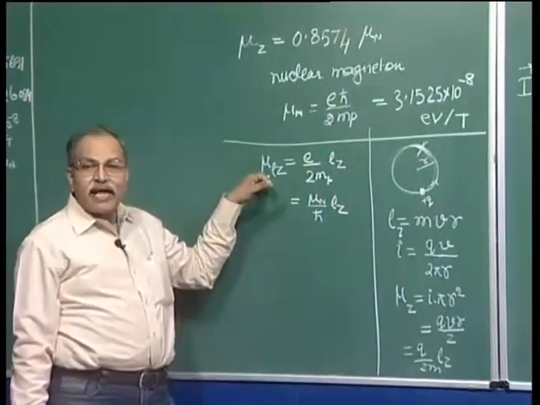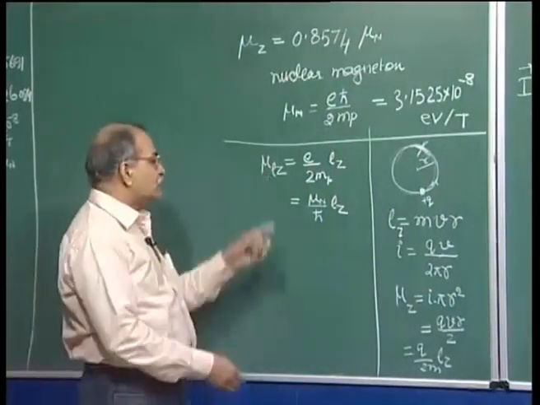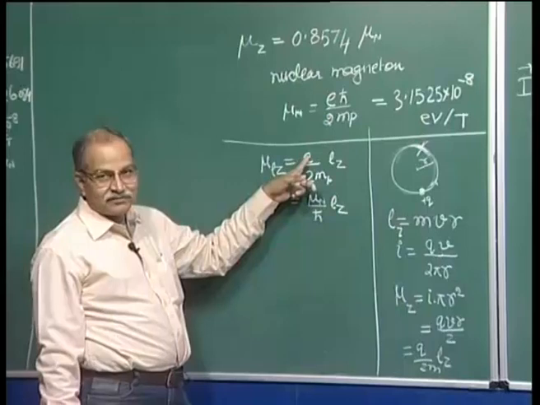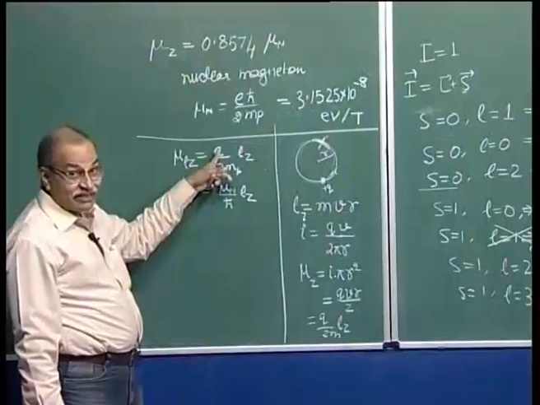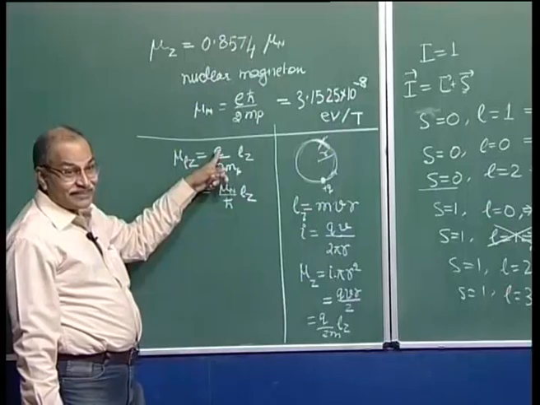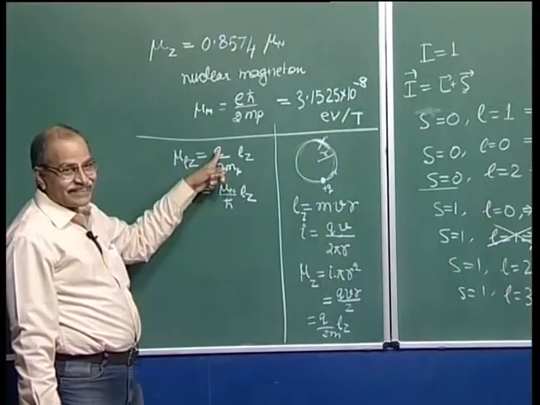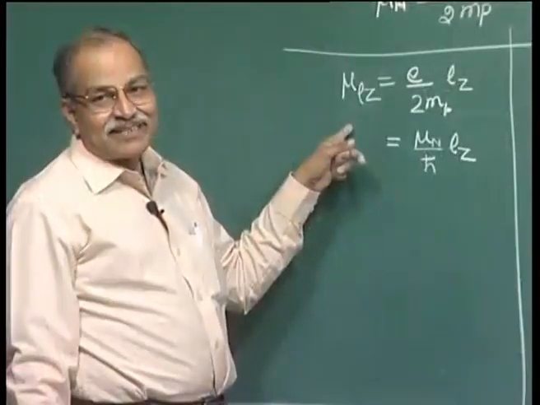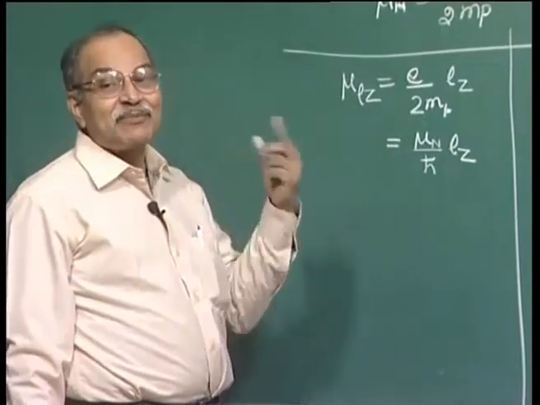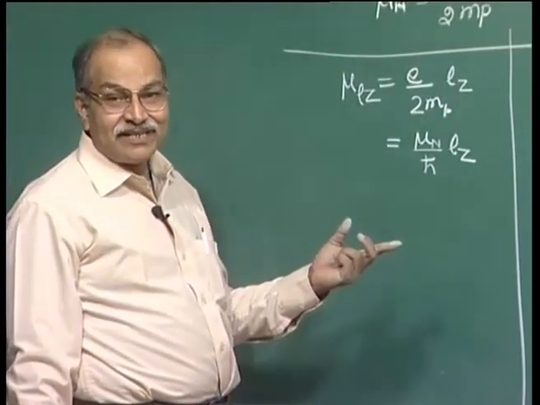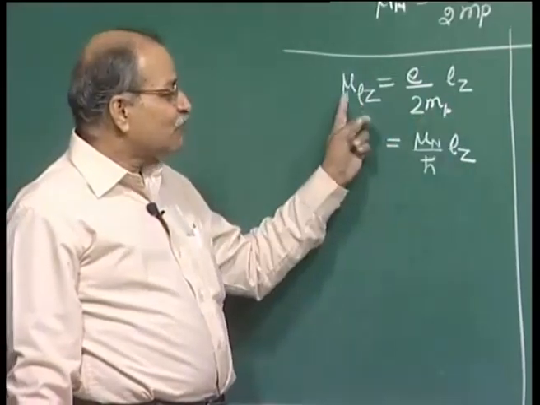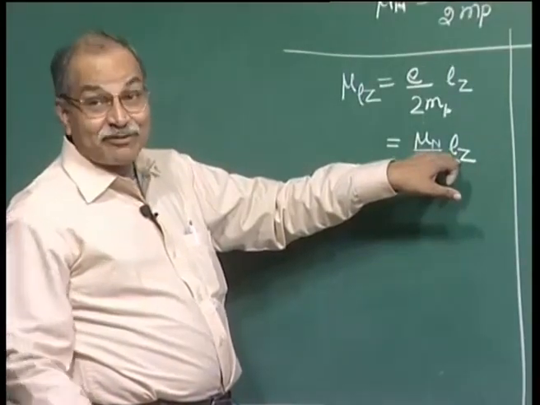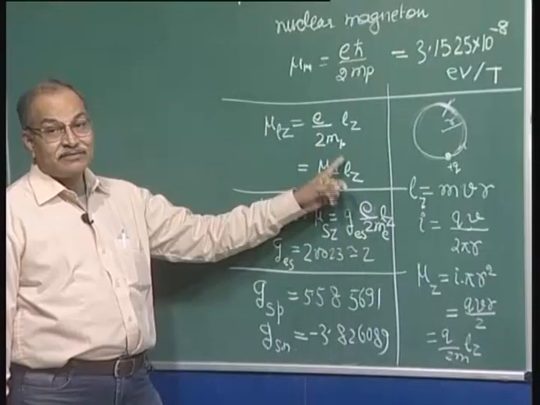For the neutron, what will happen? For the neutron, what is mu L z? You put the neutron mass here, and what do you put for the charge? The neutron is 0 charge. So, the neutron will not have any magnetic moment corresponding to orbital angular momentum. This magnetic moment corresponding to orbital angular momentum will come only from the proton, not from the neutron. So, we will take it from here.